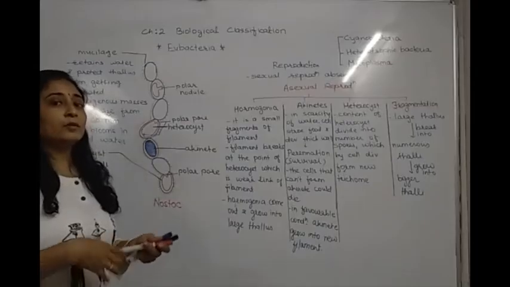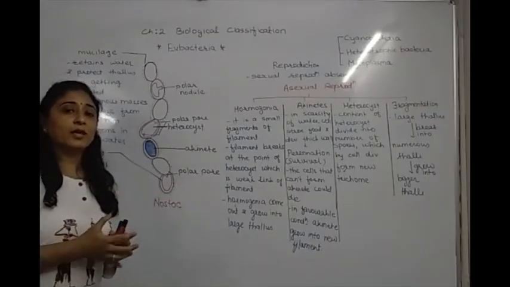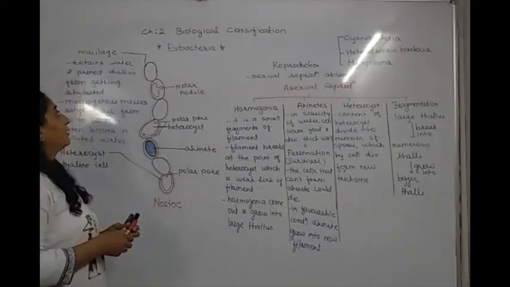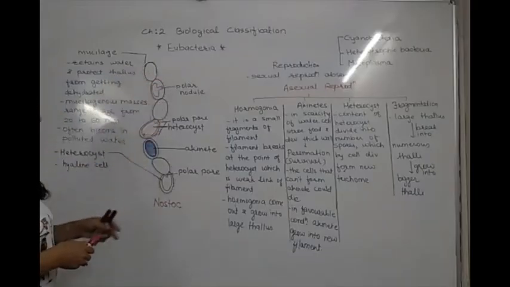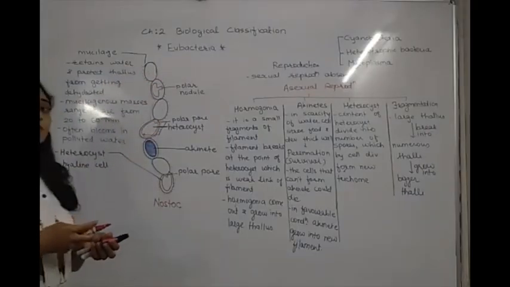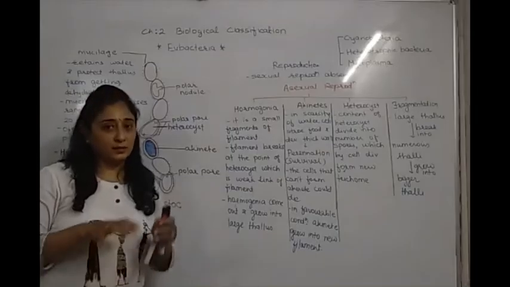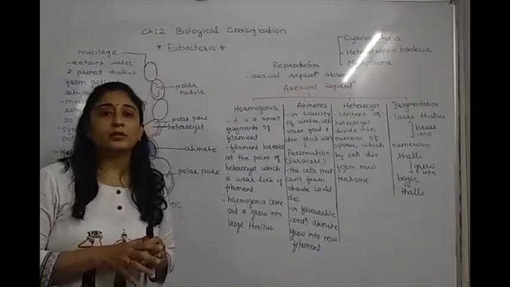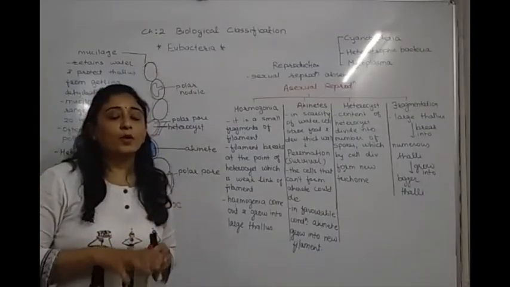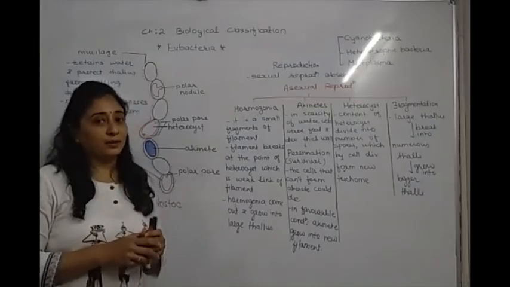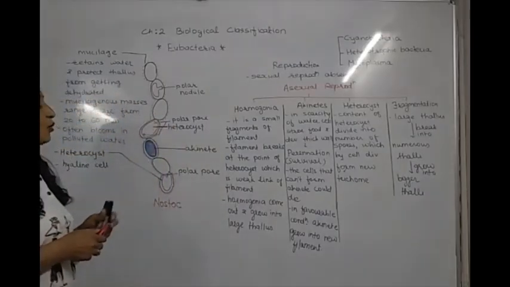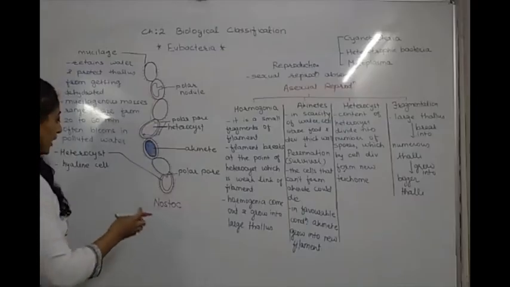So what kind of structure is found here? What kind of cellular modifications are there? Let's see. As we know, the cyanobacteria are found as single cells, that is the unicellular form, colonial form, or they are found in the filamentous form. This is called the trichome of the Nostoc. So trichome means what?